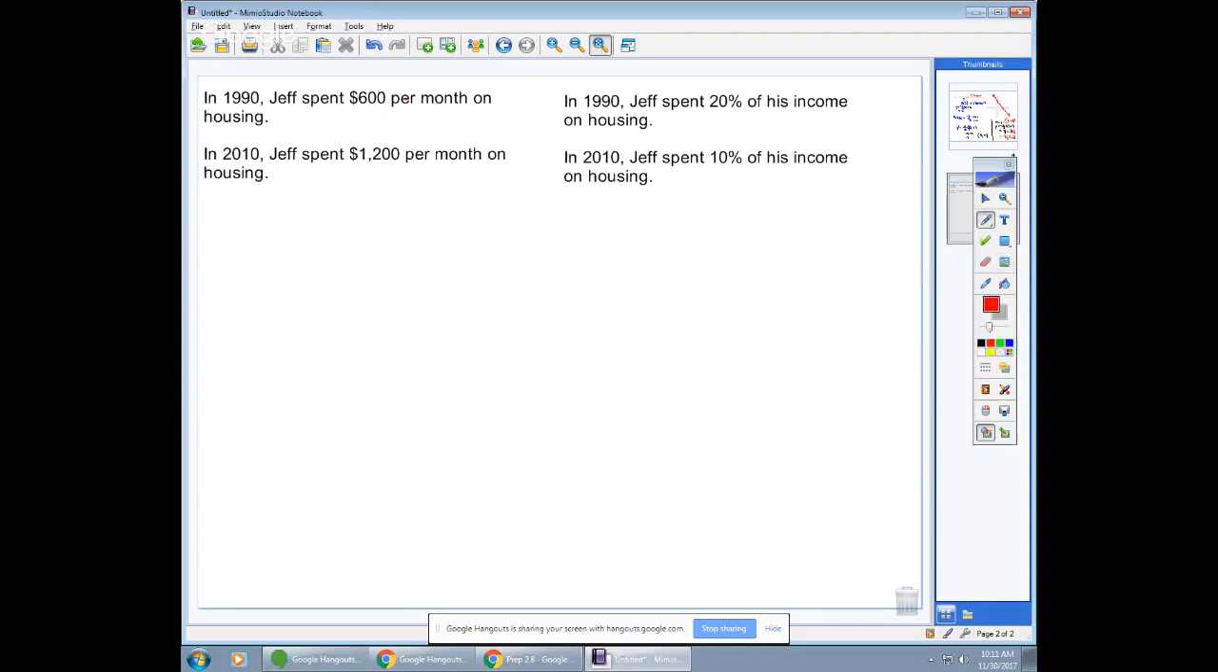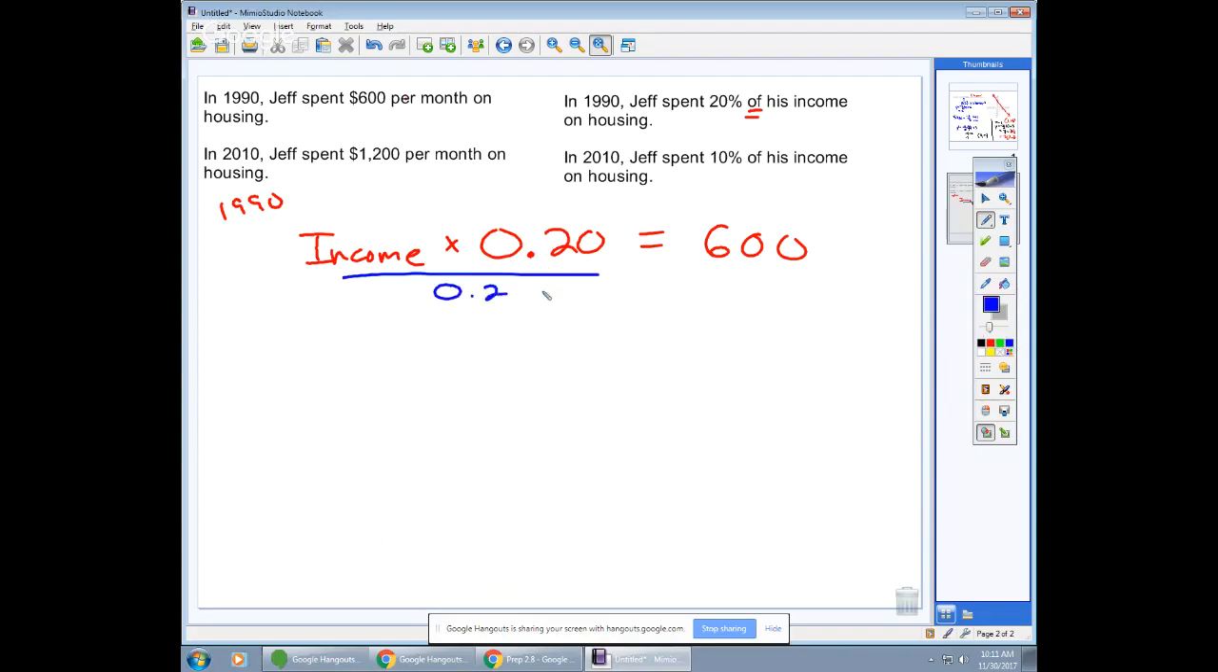All right, so based on these statements, the $600 per month is 20% of his income. So math-wise, of means multiply. So if I knew his income, I would multiply it by 20%, which as a decimal would be 0.2 or 0.20, and that would give me the 600. So that's in 1990. So to solve this for the income, I would divide both sides by 0.2. So then the 0.2 divides out, and that tells me the income has to be whatever 600 divided by 0.2 is.